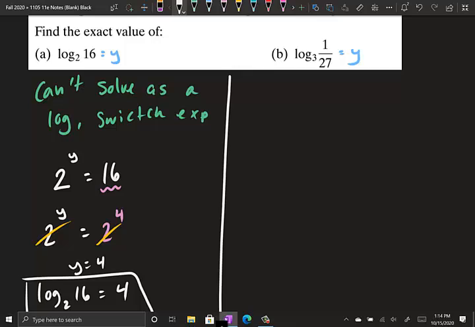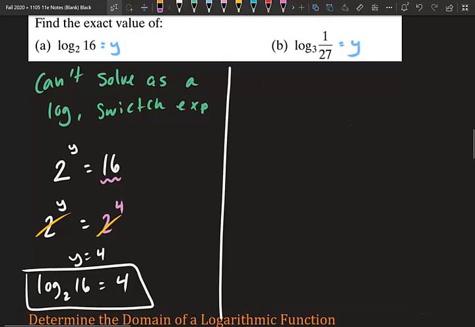Alright, so we have log base 3 of 1 over 27 equals y. So we can't solve that. We're going to switch it to an exponent, because we don't know how to solve logs. So if we can't solve logs, we switch it to an exponent. The given base is 3. The given equals y. What's left over is 1 over 27.